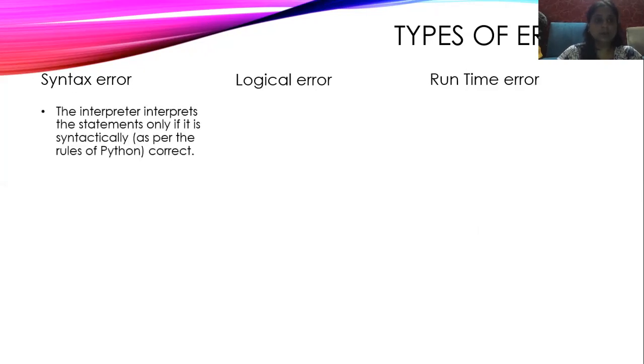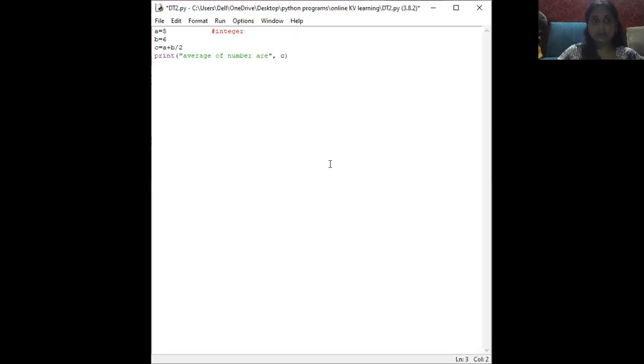Now, types of errors. We have three types, as we see in our index: syntax error, logical error, and runtime error. Now, what is a syntax error? The interpreter interprets the statements only if they are syntactically correct. Syntactically means syntax, something we learn from the very start of our Python. Everything we start in Python goes through its syntax. We first learn the syntax.